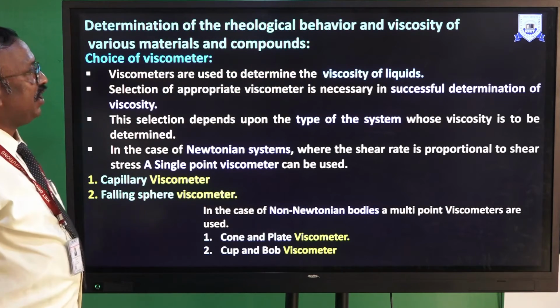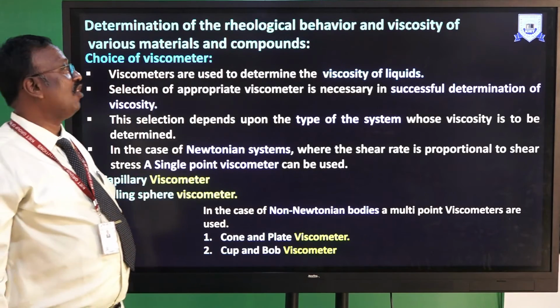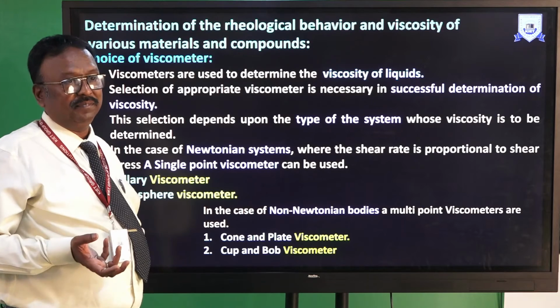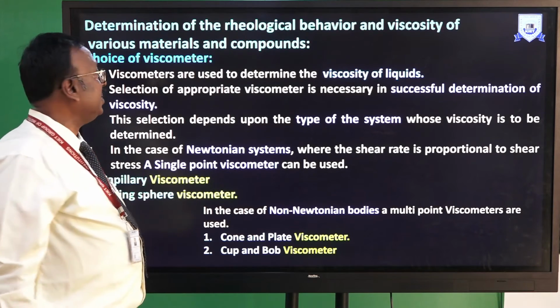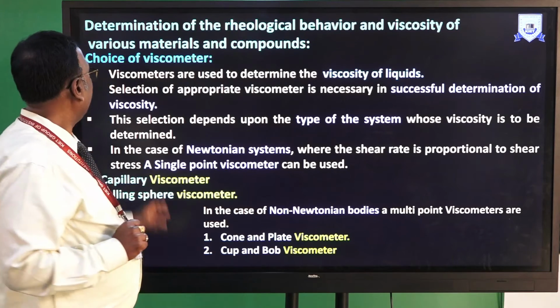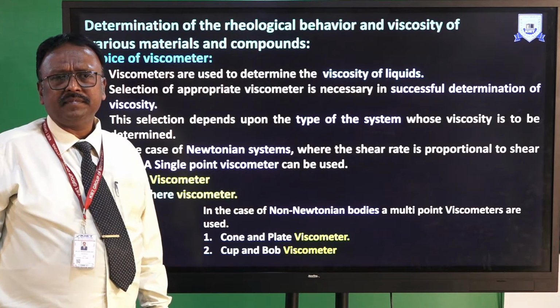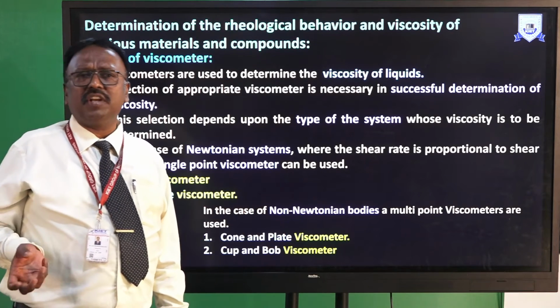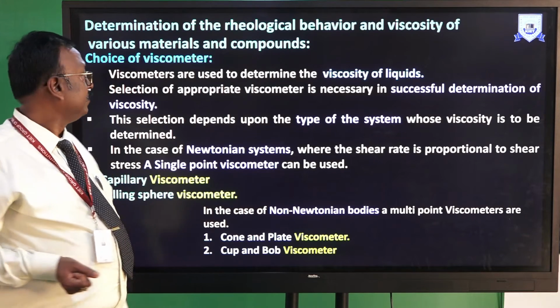And determination of rheological behavior. Here, the determination of rheological behavior or viscosity. For the determination or measurement of viscosity, the most important thing is the choice of viscometer. There are different types of viscometers generally used for the determination of viscosity.